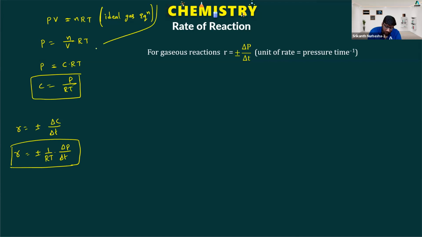You may also ask a question. Sir, you have written directly rate of reaction R is equal to plus or minus delta P by delta T. Now we are writing R is equal to plus or minus 1 by RT into delta P by delta T. Which one is correct? Look at this equation, R is equal to plus or minus delta P by delta T, and this equation, R is equal to plus or minus 1 by RT delta P by delta T, because concentration is equal to P by RT. Which one is correct out of these two?